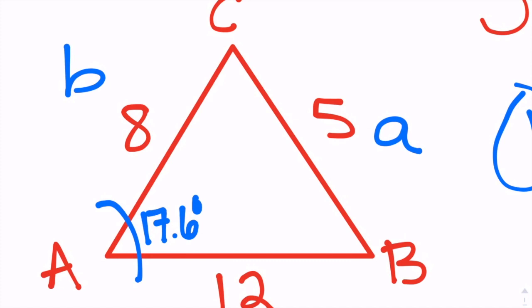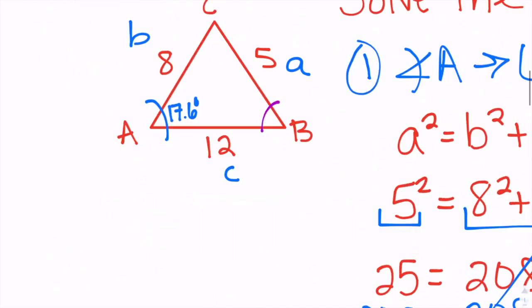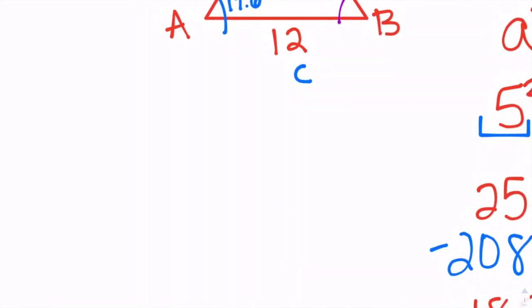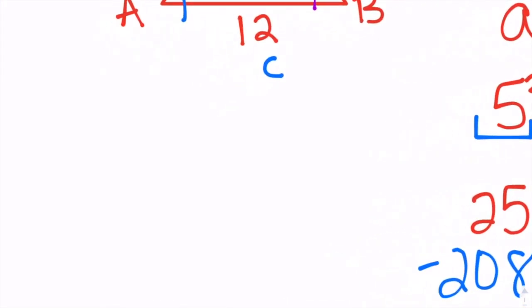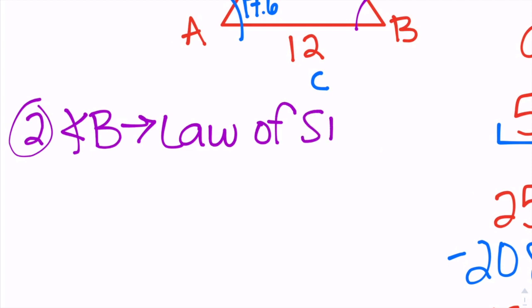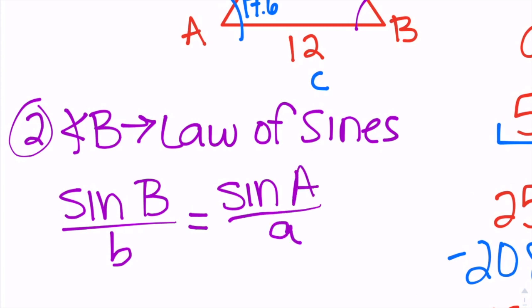Now that we have angle A, we're going to solve for angle B just because that's next. To solve for angle B, we're actually going to use law of sines. So step 2 is solving for angle B by using law of sines. You could use law of cosines here if you wanted, but I personally feel as though law of sines is easier than law of cosines. Since we're solving for angle B, we're going to use sine of B over side B equals, and we have angle A, so we're going to use sine of A over side A.